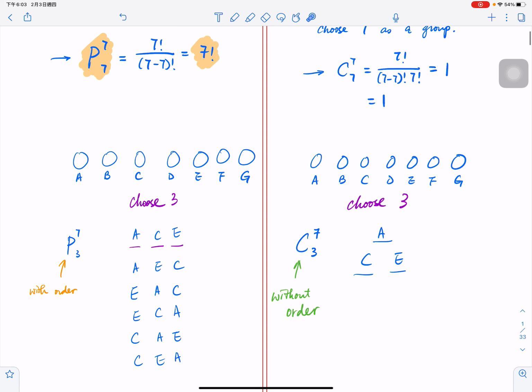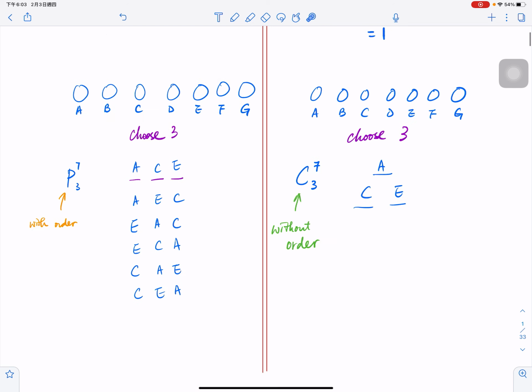So I hope you understand. P, permutation, means with order. C, combination, means without order. So when you study a question, you need to understand whether the question is asking about permutation or combination.